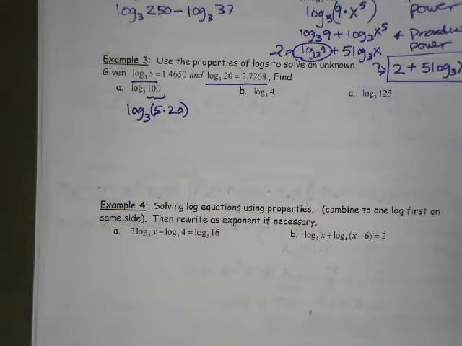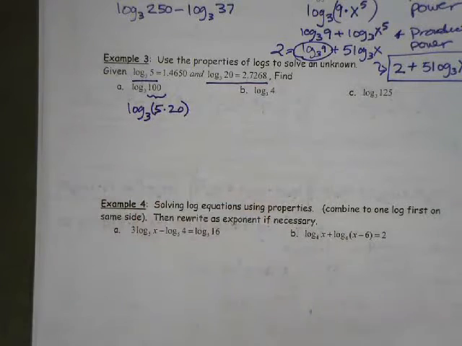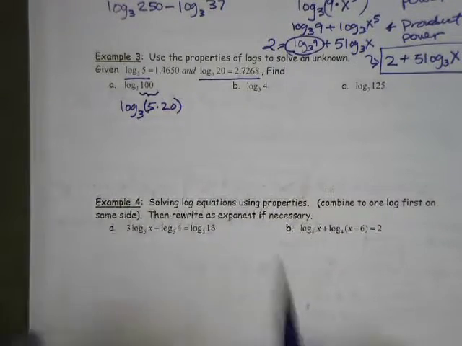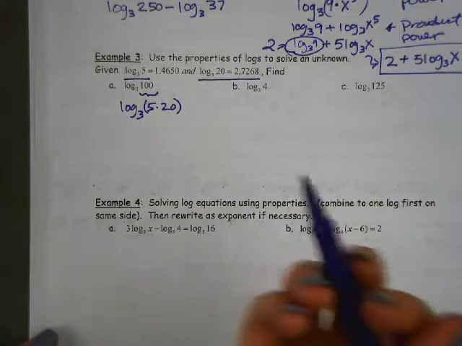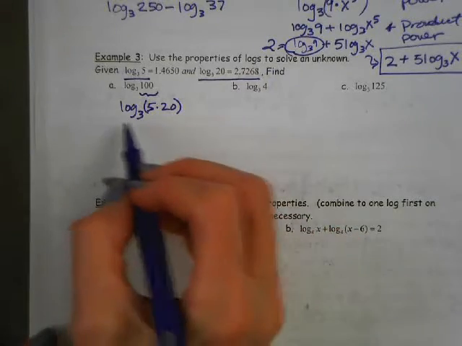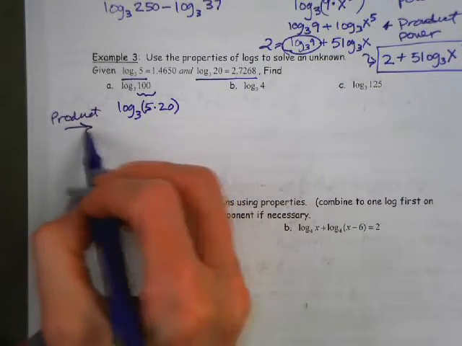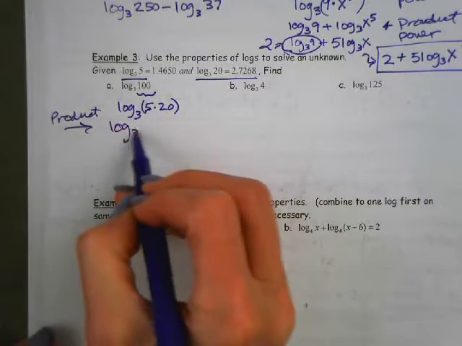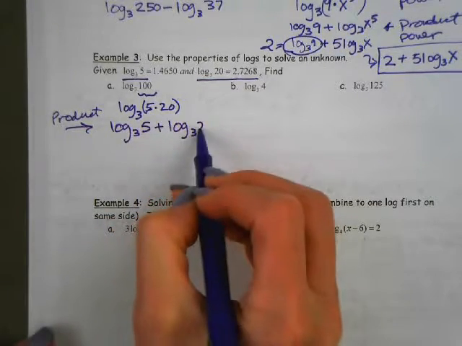Okay, does that make sense what I just did? Because I break it down into 2, there's 2 items being multiplied together. What's the property of multiplication? The product. So what can I do with these 2 values? Yeah, I can separate them with a plus sign. So I can actually rewrite these using the product as log base 3 of 5 plus log base 3 of 20, can't I?